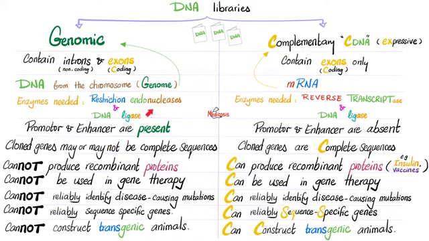Promoter and enhancer are present in genomic, but not in complementary. And this is the complementary expressive DNA library. The cloned genes are complete sequence.